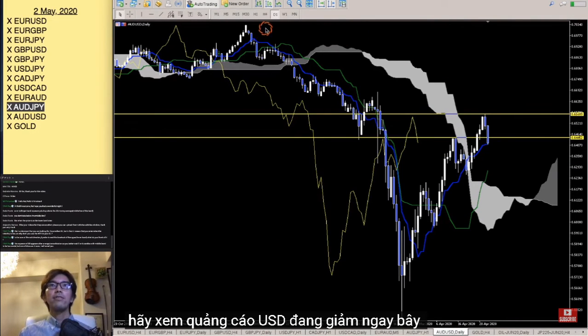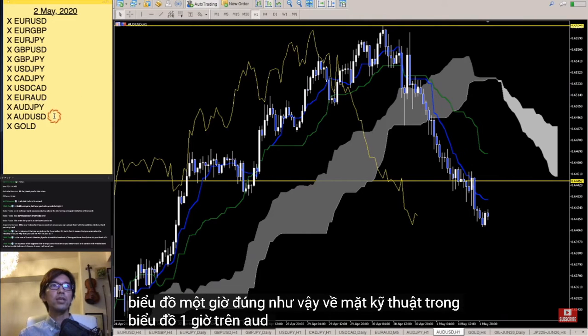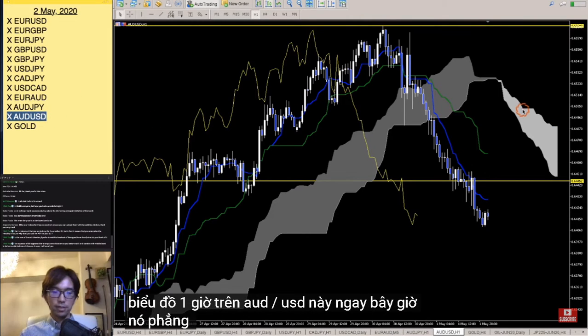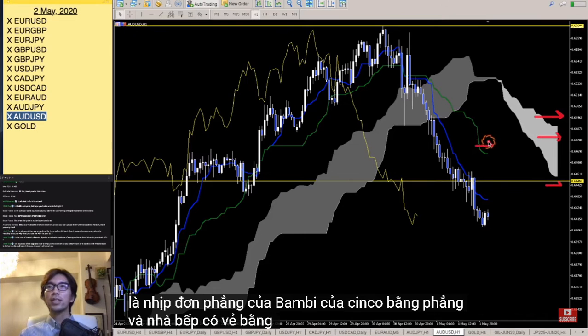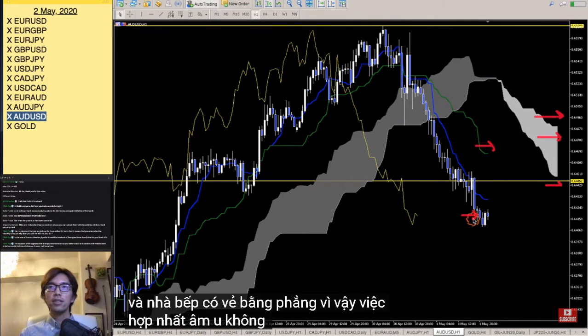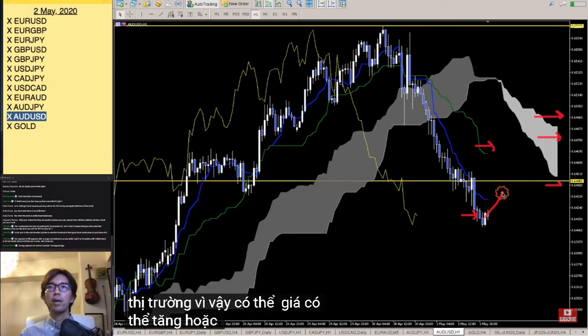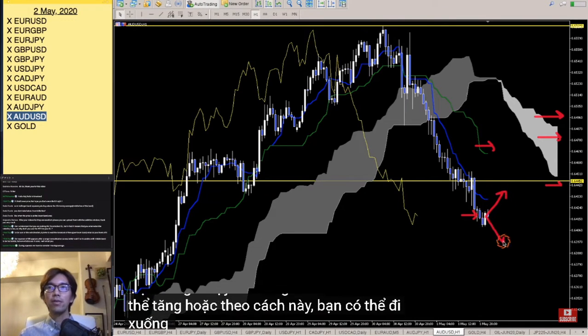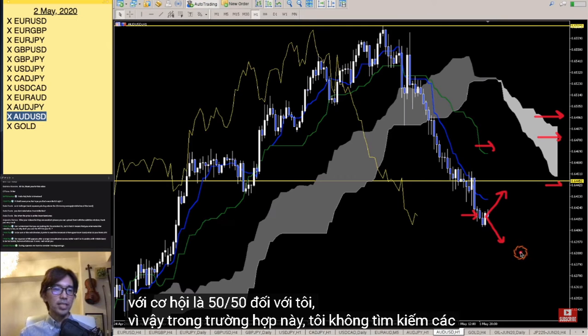AUD/USD is going down right now, so let's take a look at the 1 hour chart. Technically in 1 hour chart on this AUD/USD, right now it's flat. Kumo's flat, right? Meaning Senko span B is flat, Senko span A is flat, and Kijun Sen's flat. So the market is consolidating. There is no trend in the market, so the price might be going upwards this way. It might be going down, right? But it might be going up too. So the chance is like 50-50 to me. So in this case, I don't look for the trading edges.